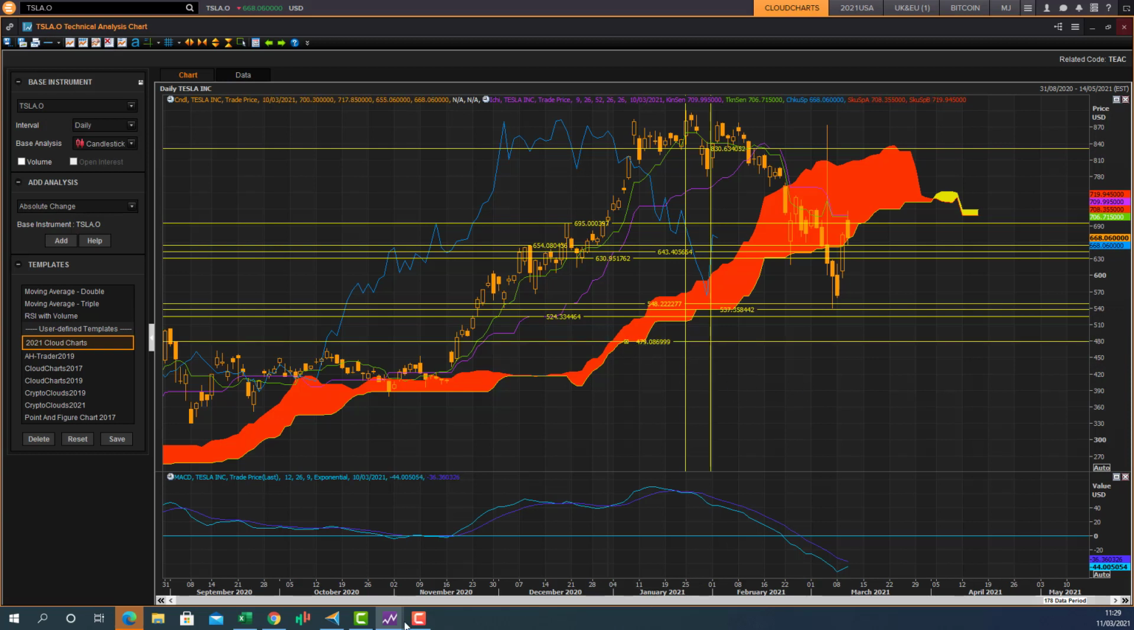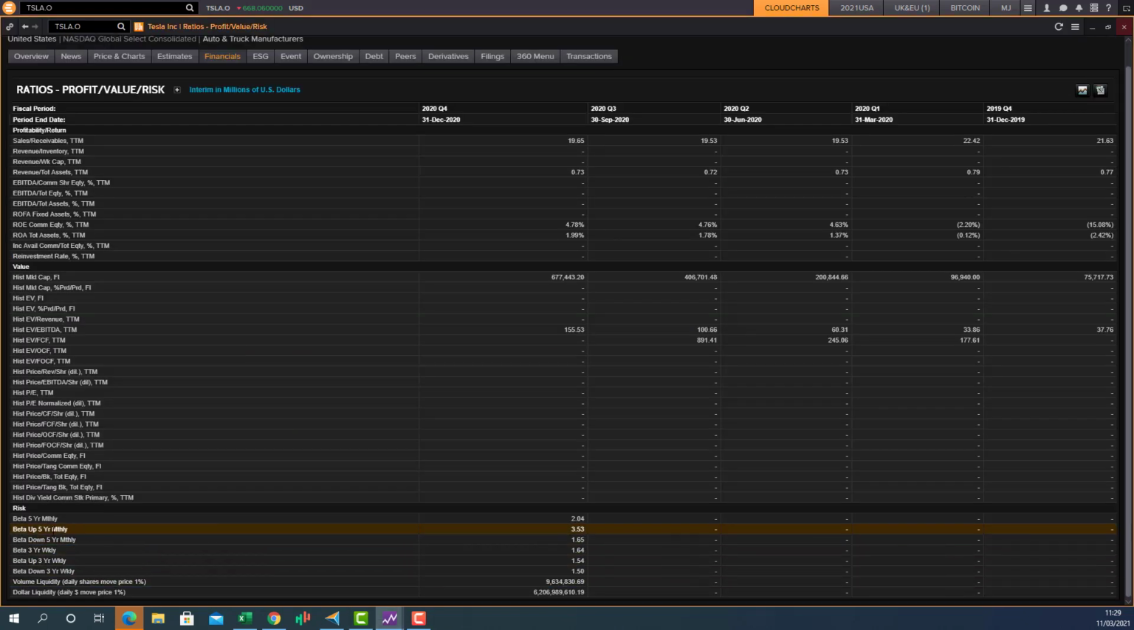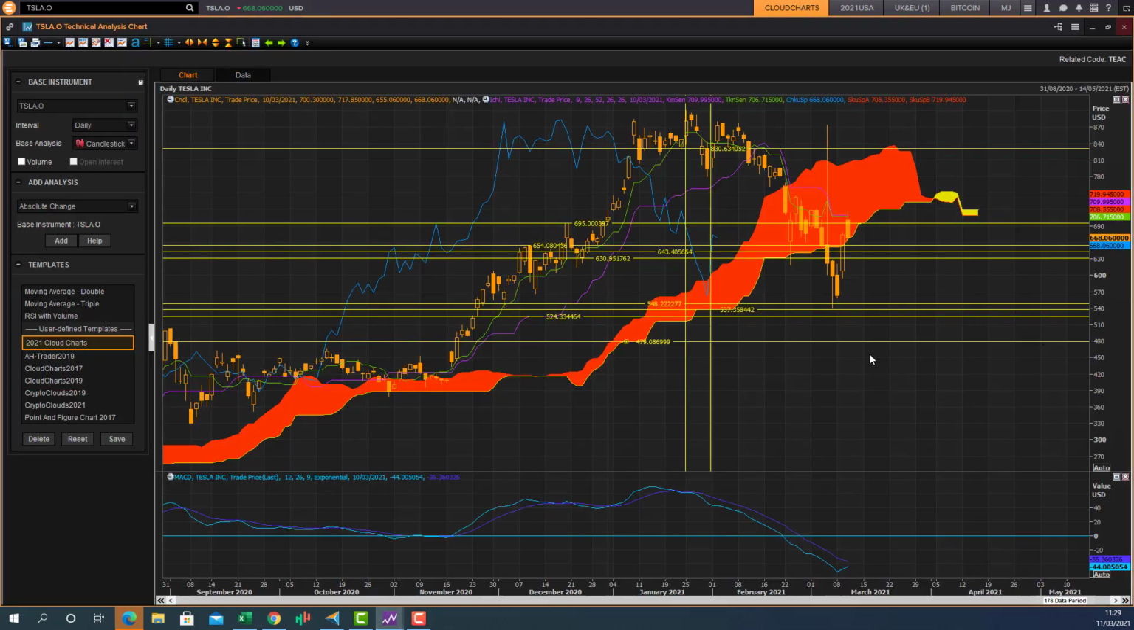So if we just go back to the beta table, we can see that 3.53 is the 5-year upper beta. So that explains that little bit of extra downside in Tesla, purely looking at the beta, both to the upside and the downside. So it's important to incorporate the beta analysis in your trading in terms of the risk profile.